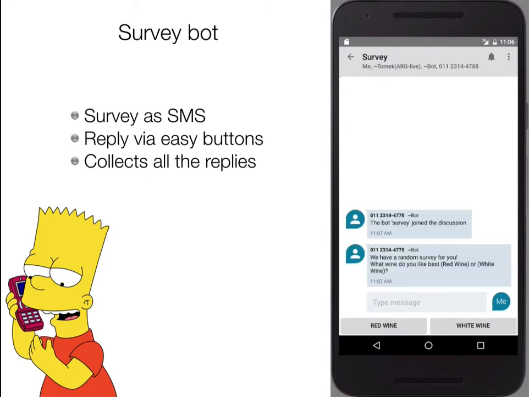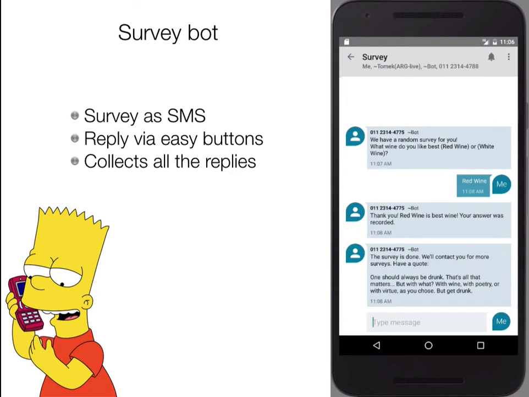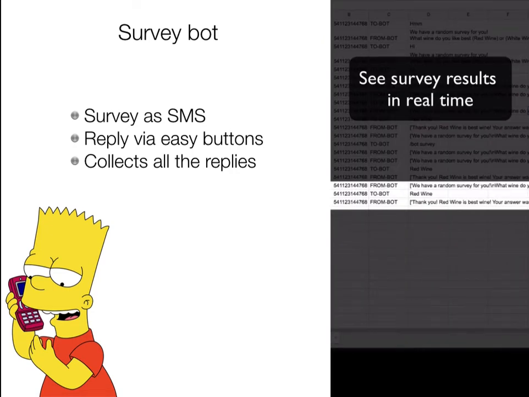So let's see what it looks like. So the user receives a question and you can see he has two buttons at the bottom. So we can easily press that he wants red wine. And now the bot got the answer. He says thank you to the user. Okay. And we can see that the data is collected inside Google Docs.